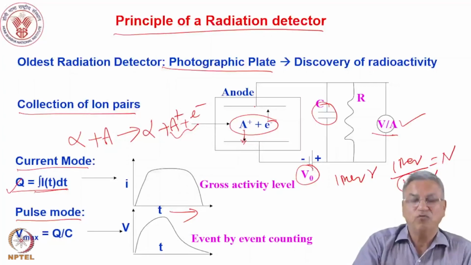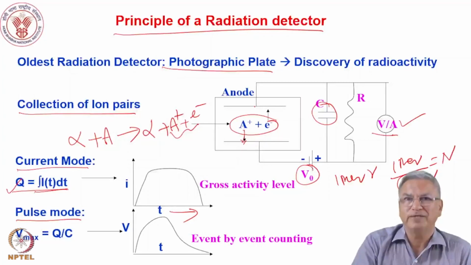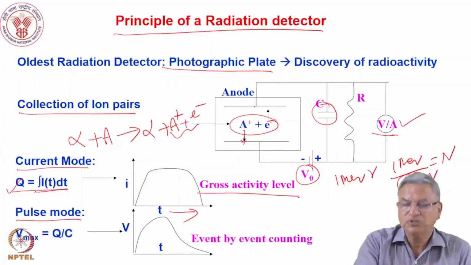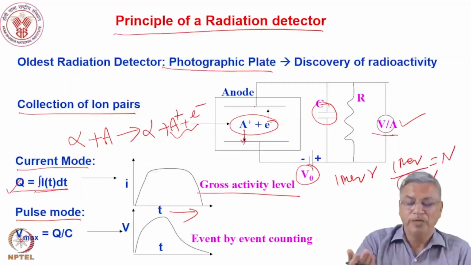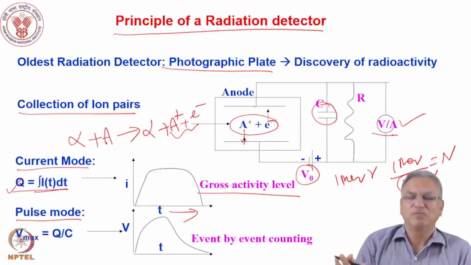this mechanism of current mode is not used in the counting of the radioactivity, but it gives you the gross activity level. Like you have a survey meter in the laboratory, where you just want to know what the level of radiation is, you can use current mode for gross activity counting. Because it is giving you a current level. How many microamp, how many nanoamp, how many milliamp, that tells you that this is the level of radiation.